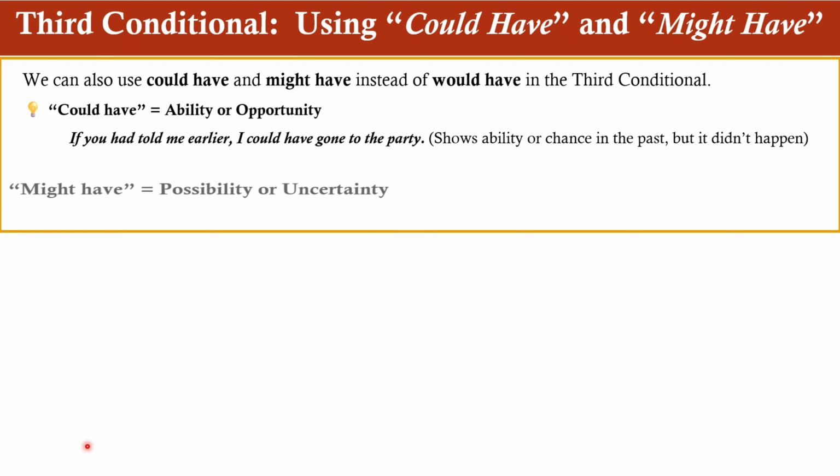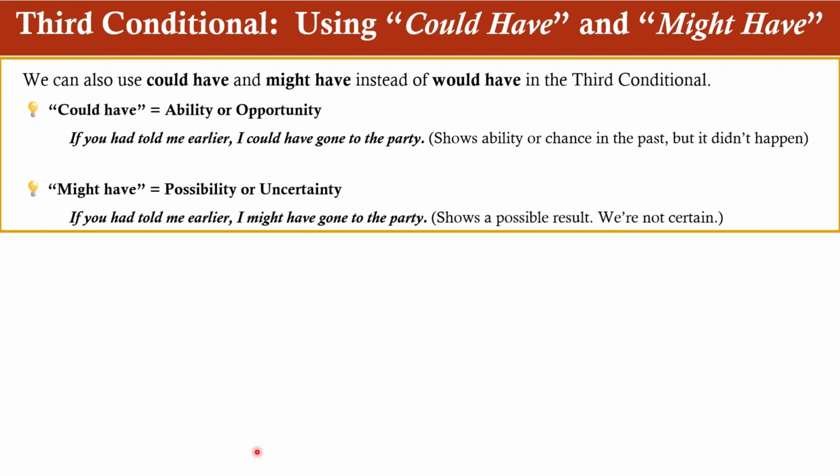We use might have to talk about probability or uncertainty in the past. For example, if you had told me earlier, I might have gone to the party. That means it's only a possibility. We are not sure. If we were certain about that imagined result, we would use would have. But since we are not, might have is the better choice.